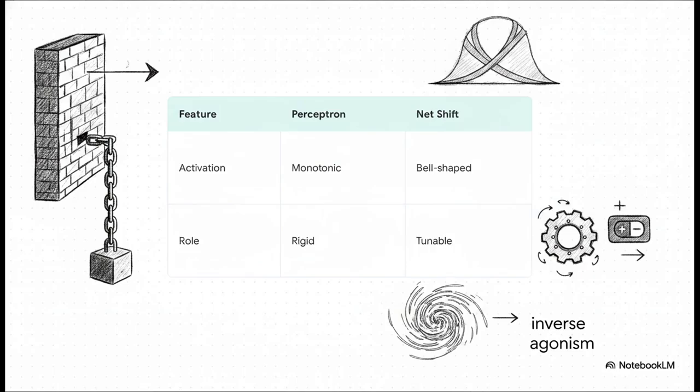Comparing these features side by side highlights a massive leap in role flexibility. A standard perceptron node is rigid. It amplifies, dampens, or blocks based on a static synapse weight. But a net shift node features something called inverse agonism. By simply tuning its internal affinity parameters, a single node can express partial activation, baseline constitutive activity, or completely reverse its function from excitatory to inhibitory. Its role is determined by the structural state of the system, not just a static, frozen weight.